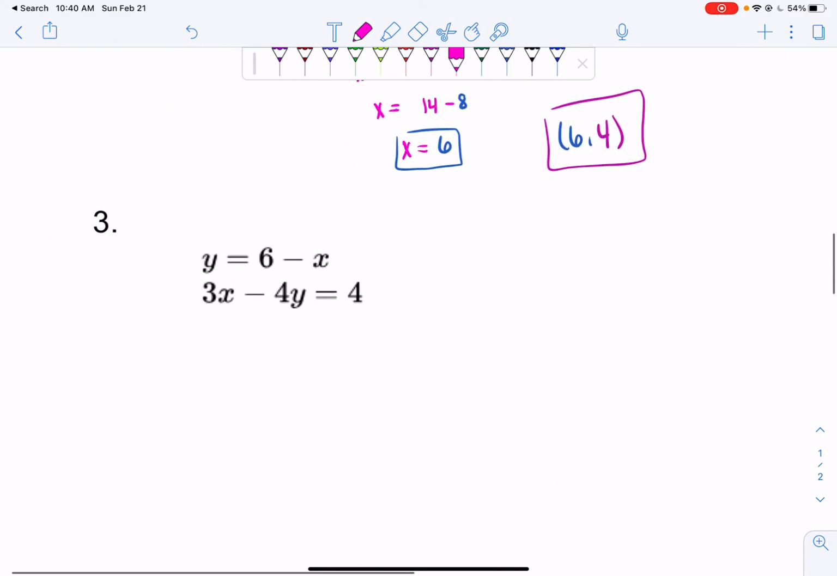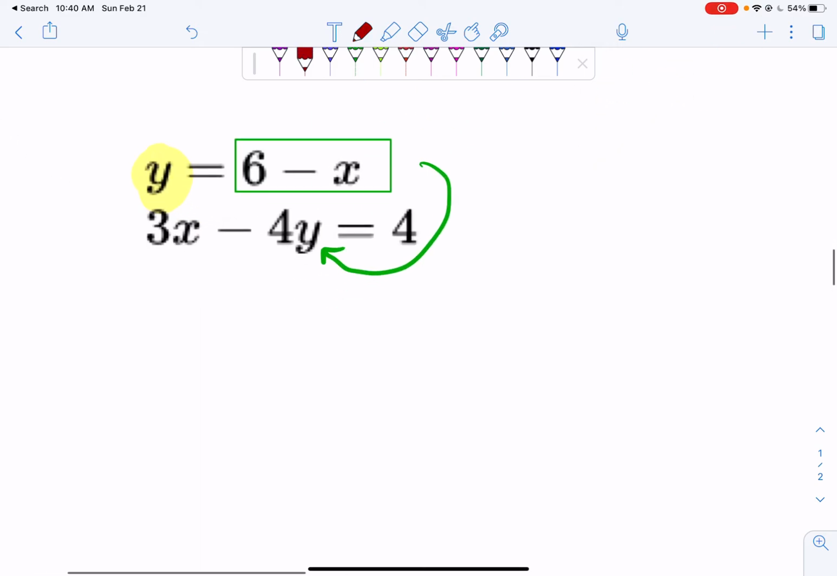Let's go on to our next example. In number 3, I have y is equal to 6 minus x and 3x minus 4y equals 4. I've got to ask myself, is one of my equations isolated? Yes, one of my equations is isolated, but one of my variables is isolated, I mean. In this case, my y is isolated, so everywhere I see a y, I'm going to be substituting 6 minus x. So in my equation, I have 3x minus 4y equals 4, so I always rewrite that equation.